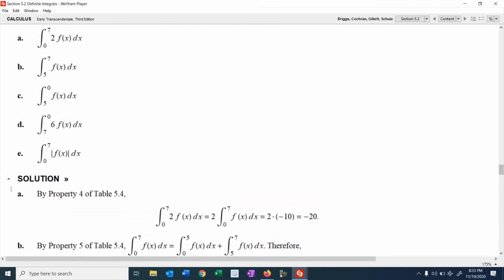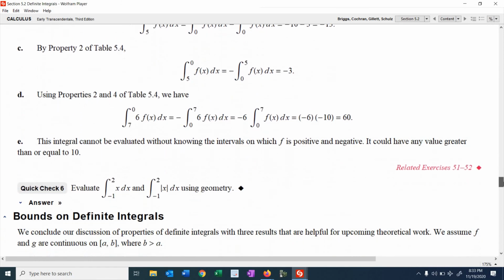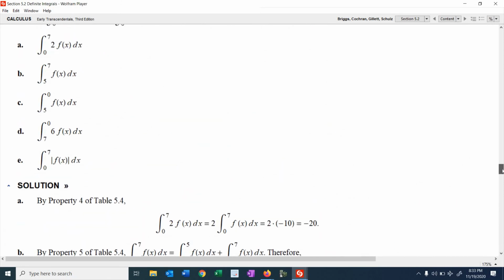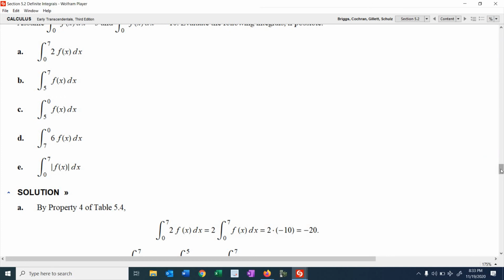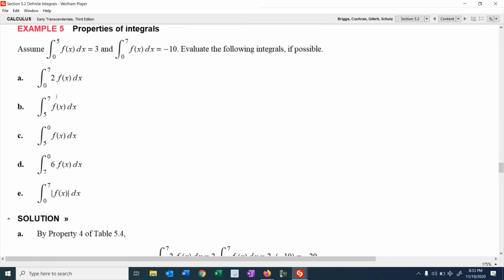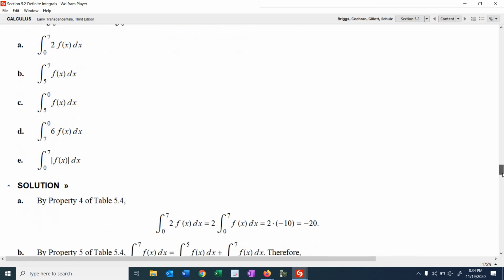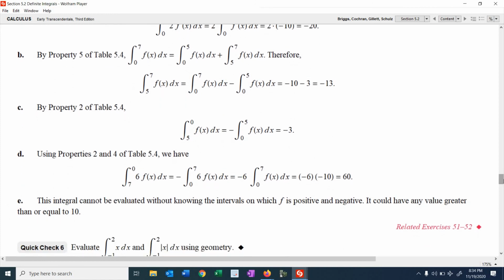Okay, and then part E, let's find the definite integral from 0 to 7 of the absolute value of f of x. Okay, this integral that we have here cannot be evaluated. And the reason we can't evaluate it is because we only know the definite integral from 0 to 7 is negative 10. But we don't know what's going to happen if you take the definite integral of the absolute value of f of x from 0 to 7. So there's no way to evaluate that last integral using the properties of definite integrals.